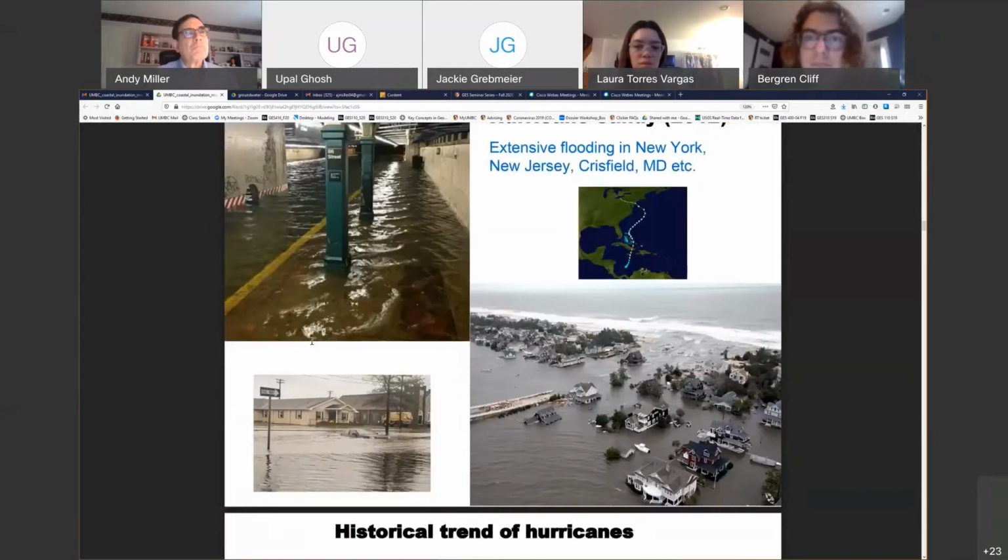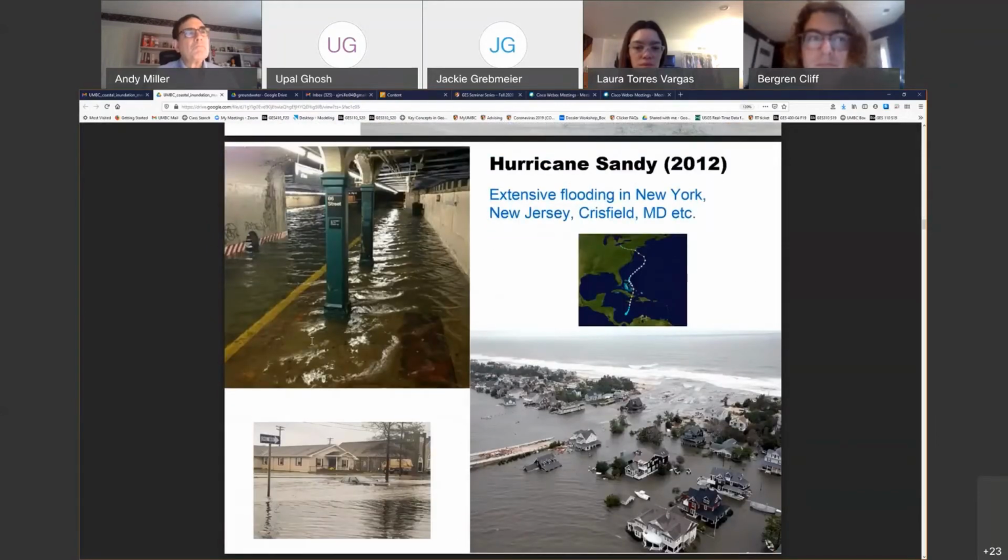Another storm that hit close to home is Hurricane Sandy in 2012. It generated extended flooding in New York City, New Jersey, and Connecticut, those three states, and a lot of subway flooding. It created direct economic damage of about $19 billion, and another $35 billion in repair.